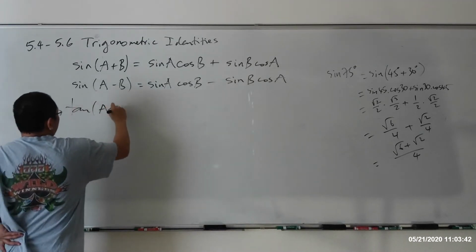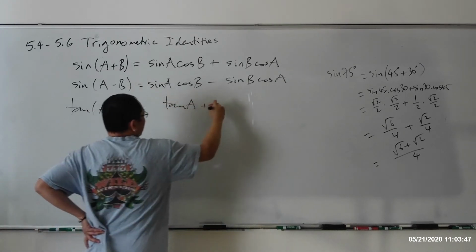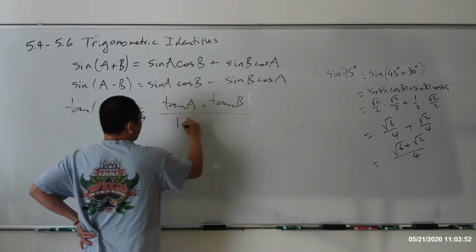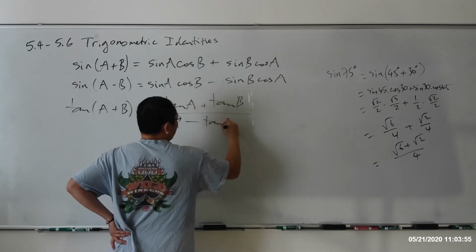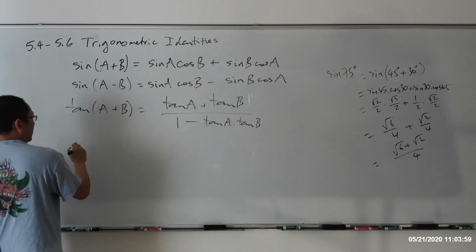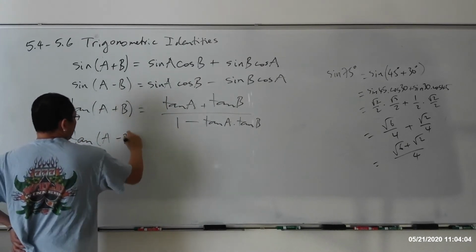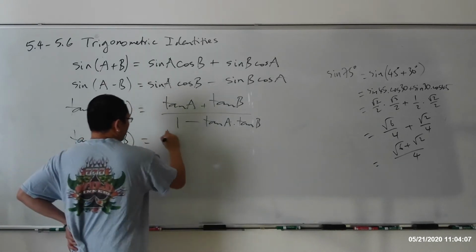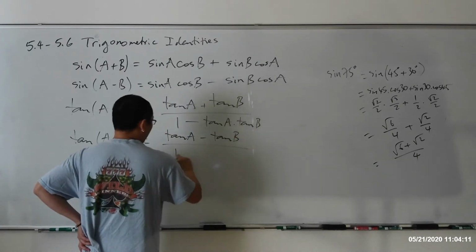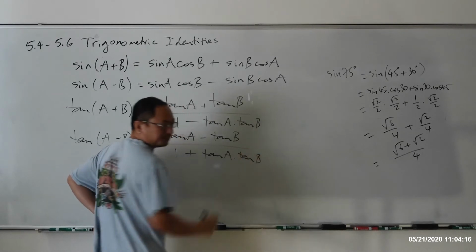Tangent of A plus B is equal to tangent A plus tangent B over 1 minus tangent A times tangent B. And similarly, if you have tangent of A minus B, it's going to be tangent A minus tangent B over 1 plus tangent A tangent B.